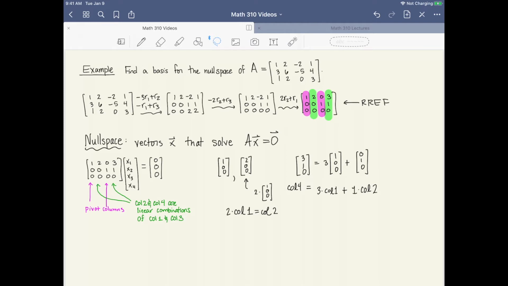We can also write this as a system of equations like this. This matrix above can be written as x1 plus 2x2 plus 3x4 equals 0. This is the equation that goes along with the first row here. And x3 plus x4 is equal to 0, and then the last row, which is all zeros, tells me that 0 is equal to 0.